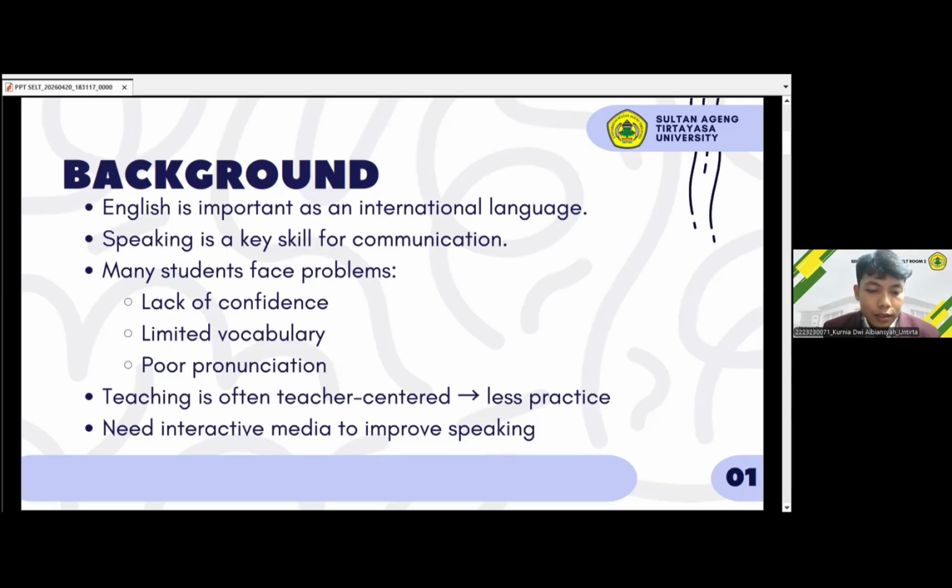However, in reality, many students still face difficulties in speaking English. Some common problems are lack of confidence, limited vocabulary, poor pronunciation, and weak grammar mastery. Besides that, speaking classes are often still teacher-centered, so students do not get enough opportunities to practice speaking actively. As a result, students' speaking ability remains low. Therefore, teachers need interactive media that can encourage students to speak more actively.